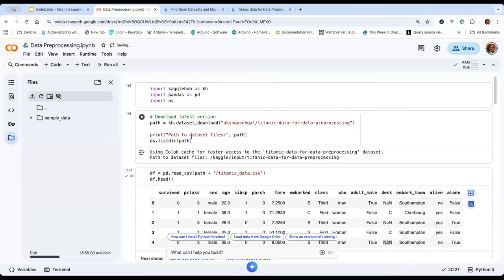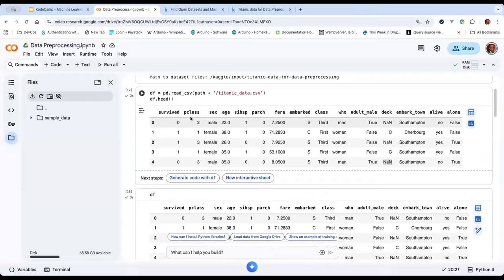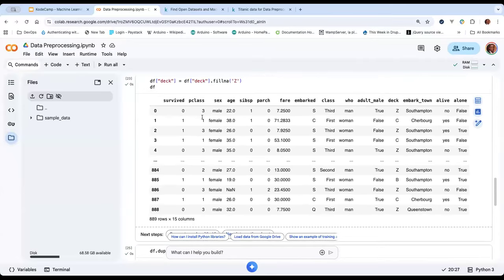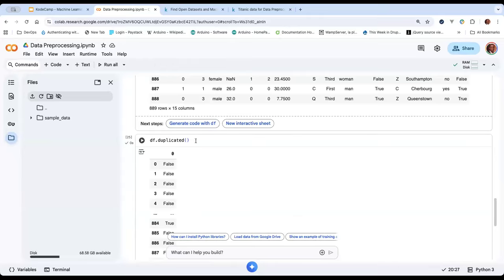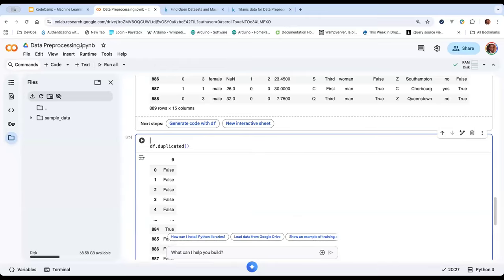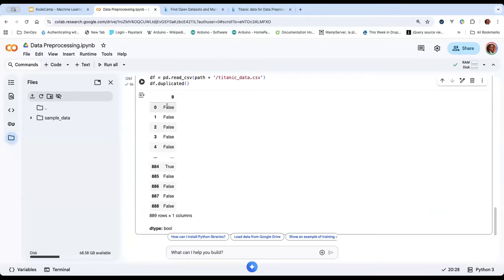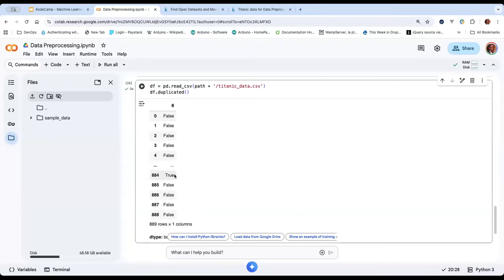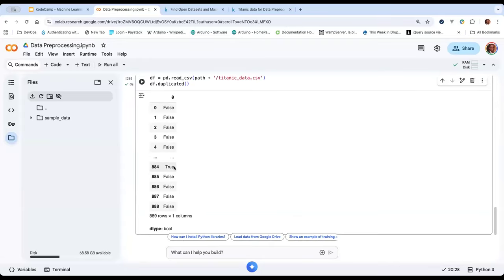Let me reload the original data frame because I may have changed some things. So let me just reload before I do that duplicated, so we see what we are getting. So I reload and then duplicated. So it gives me indexes of which rows have duplicates. Anyone that is false means it doesn't have a duplicate. Anyone that is true, so row 884 is duplicated.